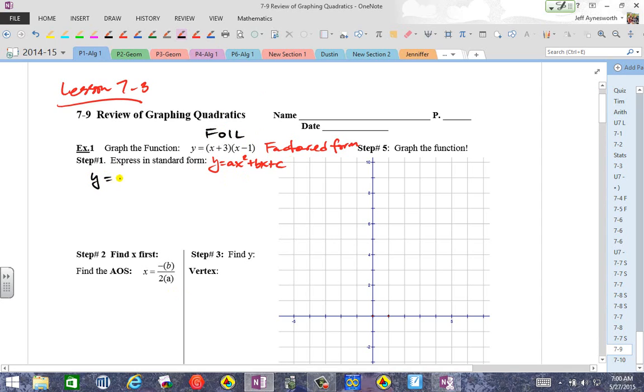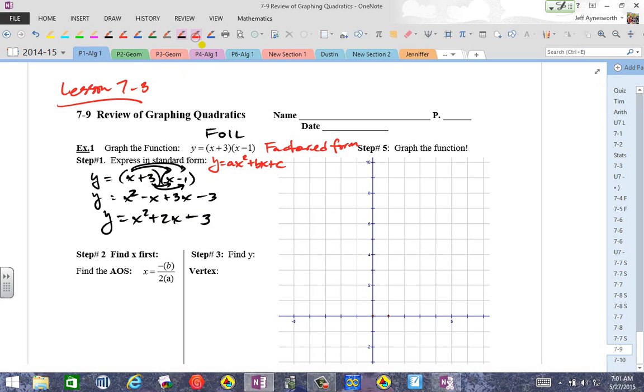So we're going to have y equals x plus 3 times x minus 1. I'm going to distribute. Here we go. So y equals x squared minus x, plus 3x minus 3. Collecting like terms, I have y equals x squared, 3 minus 1 is 2, so plus 2x minus 3. So in this case, A is 1, B is 2, C is negative 3.